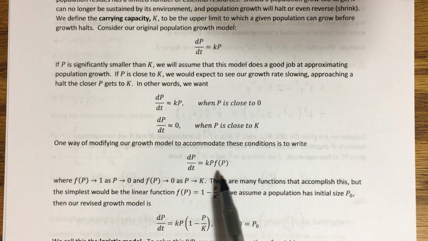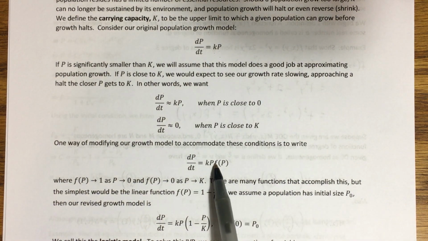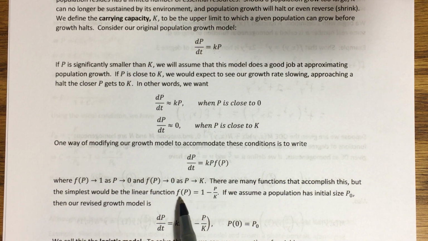So what's the simplest type of function that exists? Well, technically a constant function, but no constant function can satisfy both of these. So what's the next simplest? A linear function. I would like f of P to be a linear function that satisfies both conditions. And the function f of P equals 1 minus P over K does that. You can verify that easily.